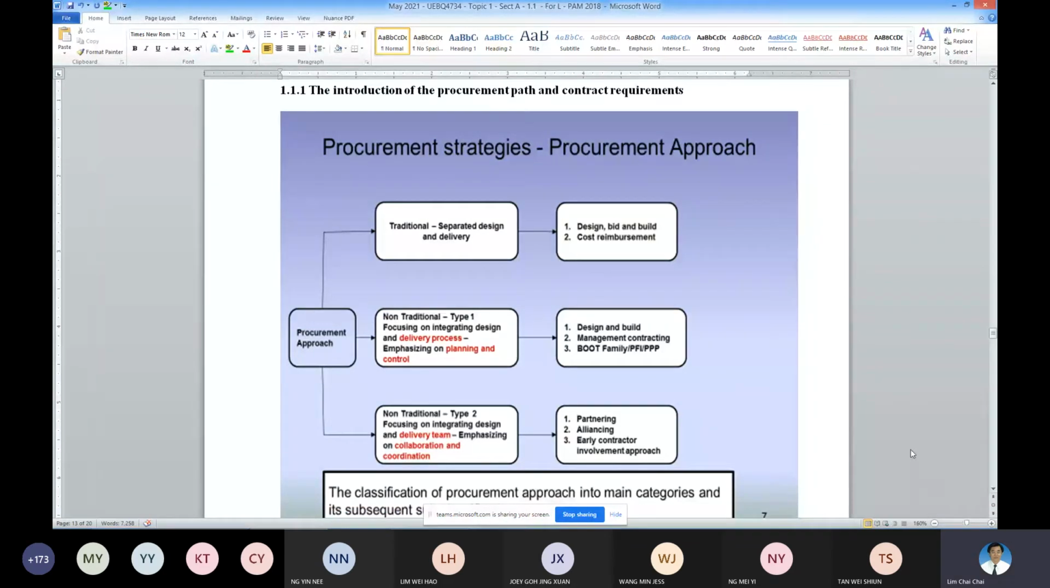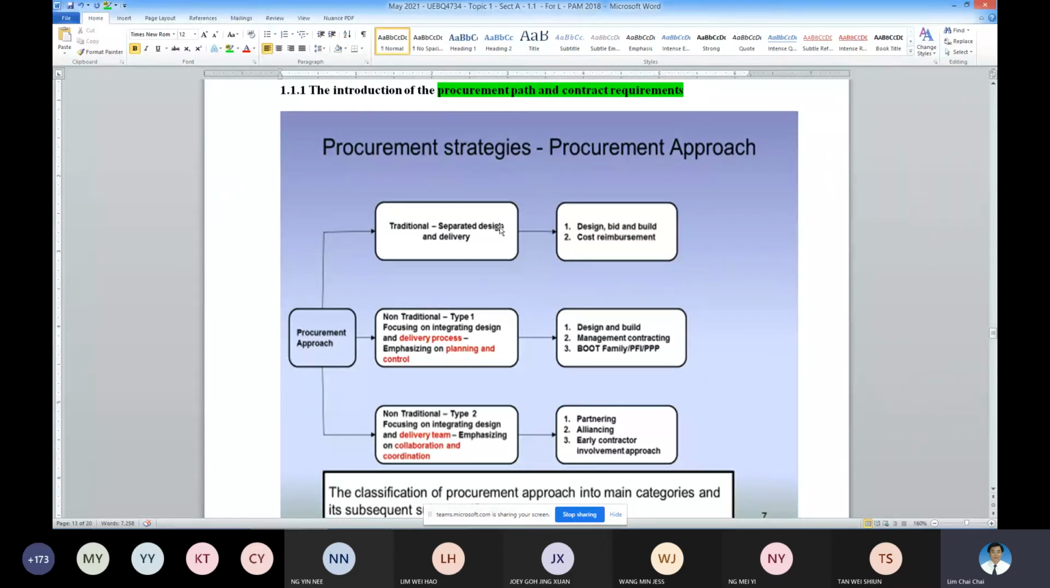Okay, welcome back everyone. We go to the next section, is procurement path and contract requirement. Okay, so these are the procurement approach or strategies. So generally you can see procurement, there are two categories. One of them we call it traditional. It means the design is separate and the construction is separate.